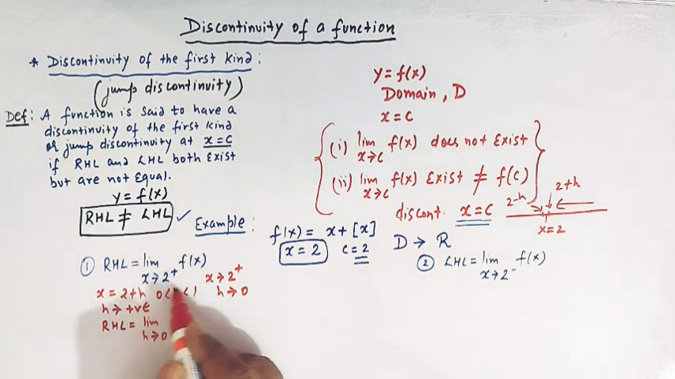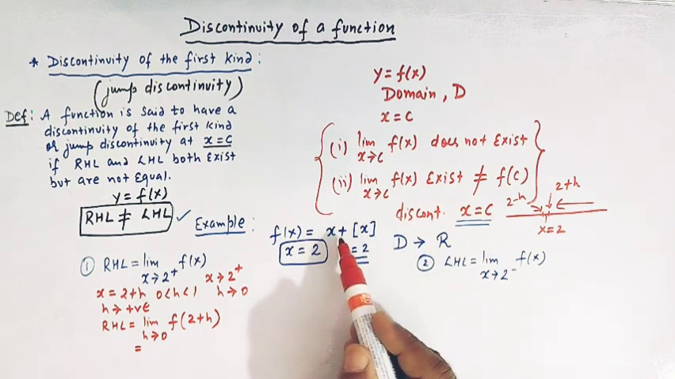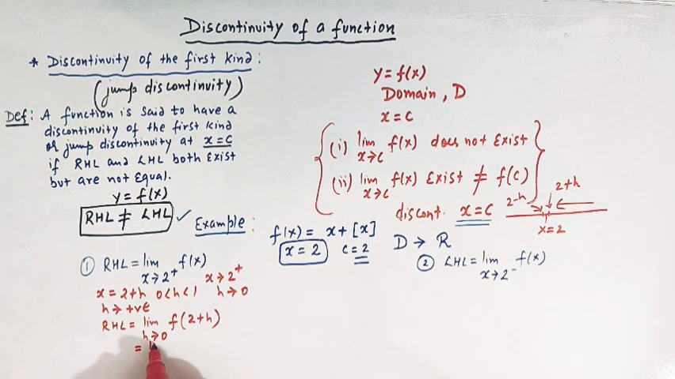So now this limit can be reduced in terms of h. We have limit h tends to 0 of f of x. For x we can write 2 plus h. Our function is x plus greatest integer of x. So we have limit h tends to 0 of 2 plus h plus the greatest integer of 2 plus h.